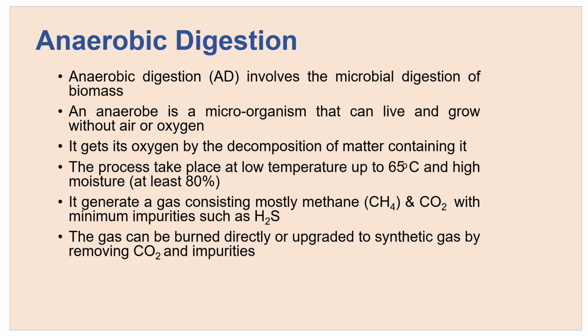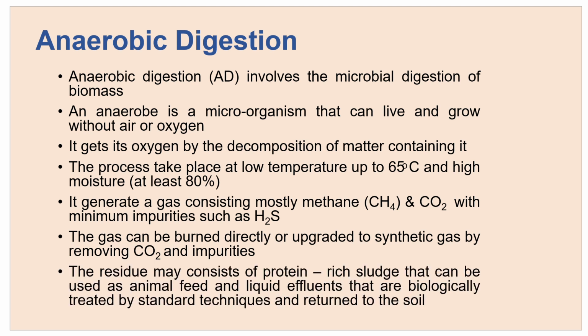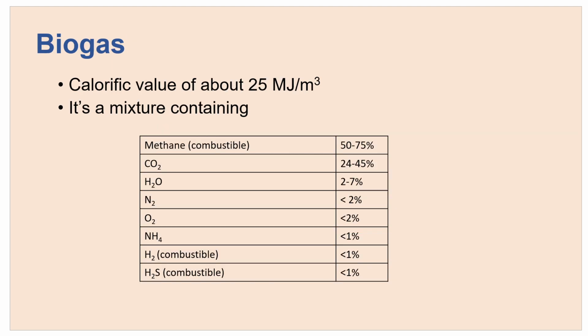So the methane can be directly burnt, or it can be upgraded to synthetic gas by removing the carbon dioxide and other impurities. After the process, what we get at the outlet of the biogas plant is the slurry, that is a digested slurry, which is rich in protein and can be used as animal feed. And after treatment of the effluent, we can return it back to the soil as a soil conditioner or organic fertilizer.